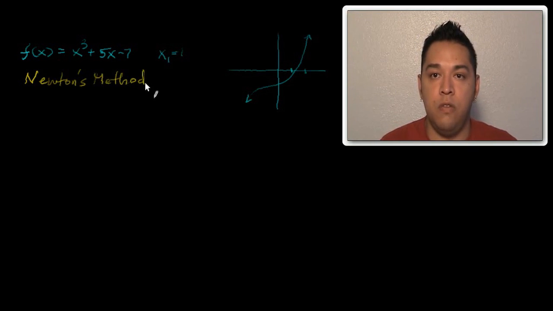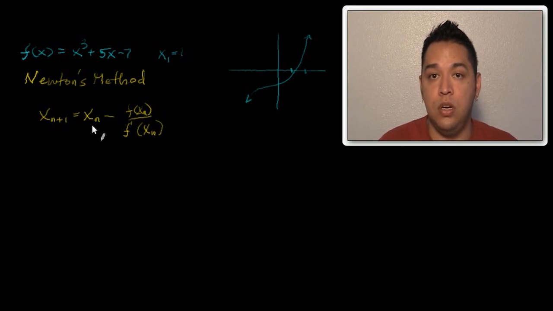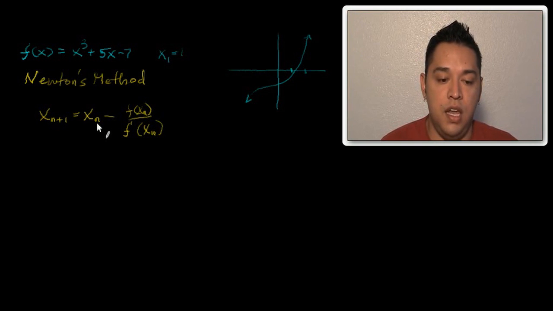The formula for Newton's method is just this: x sub n plus 1 is equal to x sub n minus f of x sub n, divided by f prime of x sub n. Essentially, x sub n goes here, here, and here. So in our case, this x sub n will be this one.